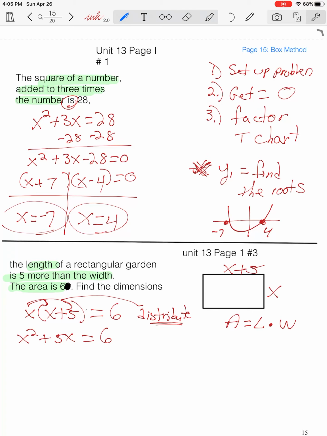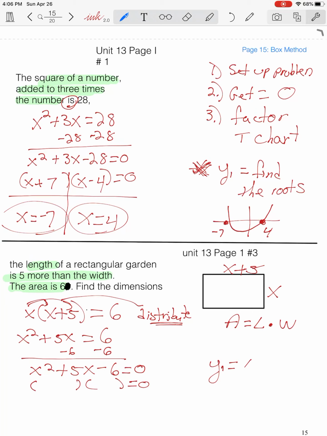Then you're just back to the same problem you did. You set up the problem. Number 2 says get equal to 0. I must move this 6 over, right? I know I'm going to just subtract it. They are not like terms. X squared plus 5x minus 6 is 0. The next thing I want to do is factor. And I want to do a t-chart. So if I factor and do a t-chart, I can also use my trick.